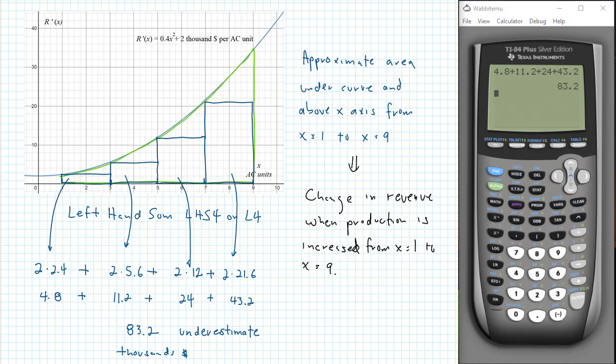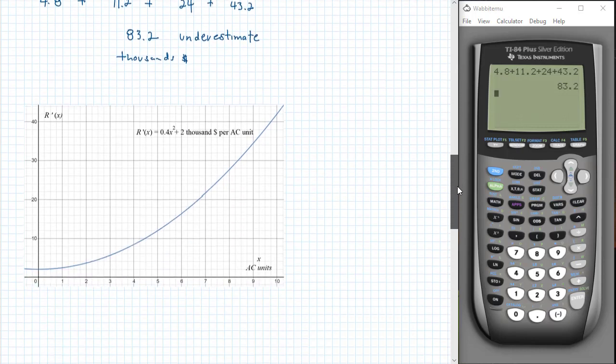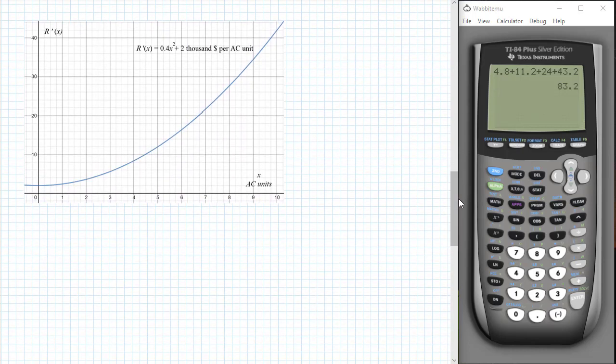However, this is not the only way I could draw these rectangles. These were left-hand sums. If I were to do a right-hand sum, these rectangles would all go up and touch on the right-hand side. So let me draw those in here. I'm going to go from 1 to 9. So the first rectangle goes from 1 to 3 because it's 2 wide. Same thing for the next one, the next one, and the last one.